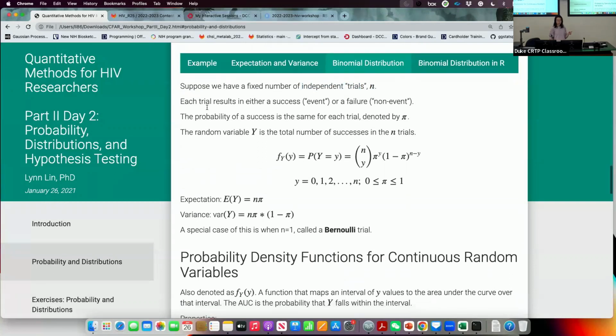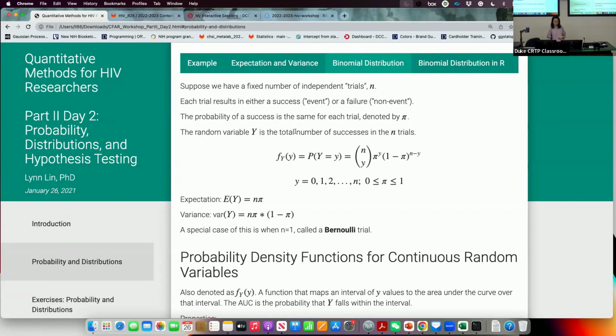And another criterion is that each trial has a binary outcome, which is either yes or no, or either 1 or 0. And the probability of a success is the same for each trial. So each trial is independent and has to be identical, right? They are going to have the same probability of success, denoted by pi. A random variable y is defined to be the total number of successes in these n trials, right?